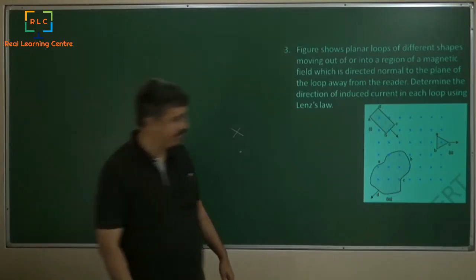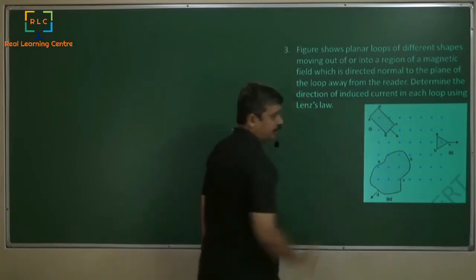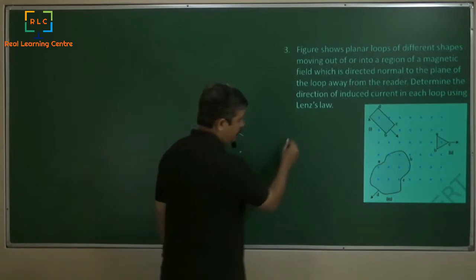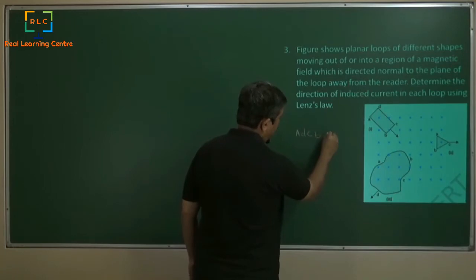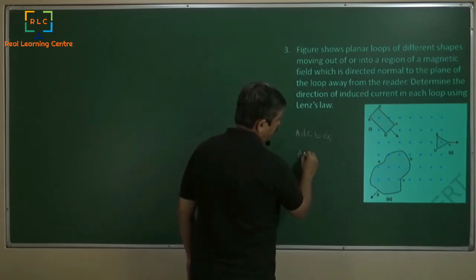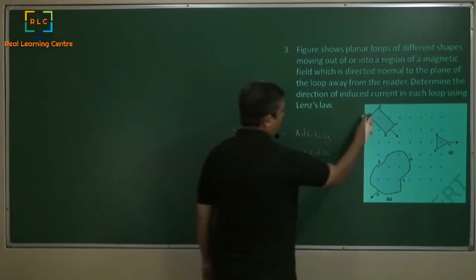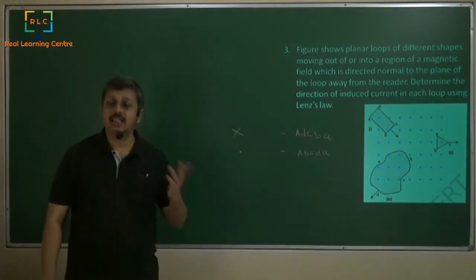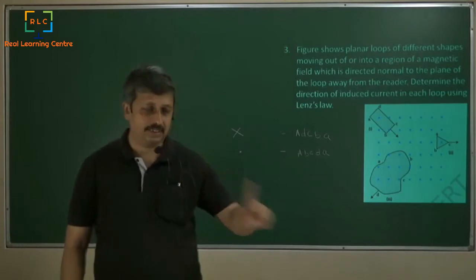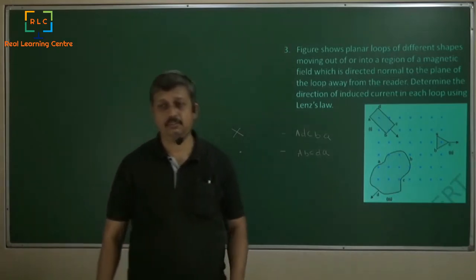The answer can be like this: it is going in this direction or in this direction. So you just have two options, either A D C B A, or A B C D A. In one option it is going clockwise, in the other anti-clockwise. Which is the right answer for this one? Let's see, and we will use Lenz's law to figure this out.